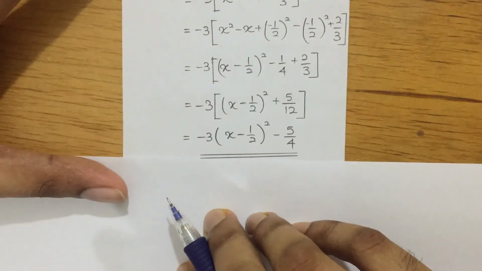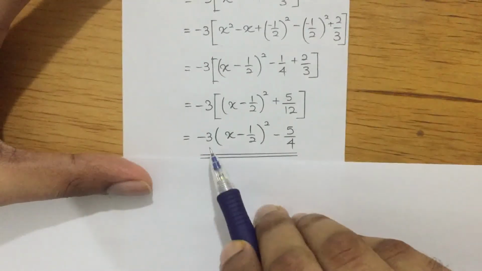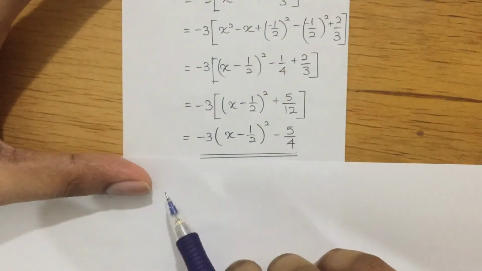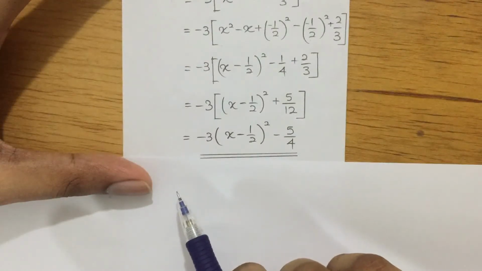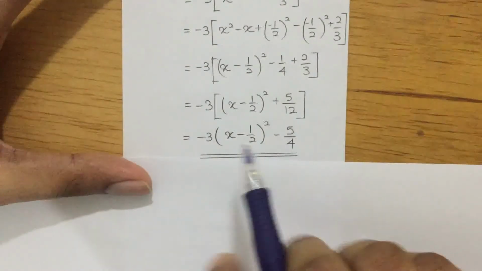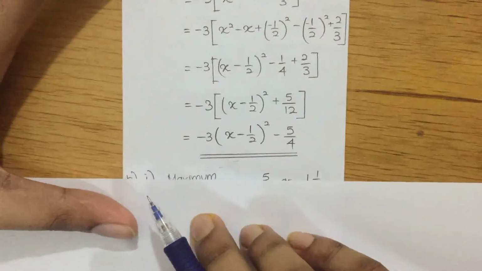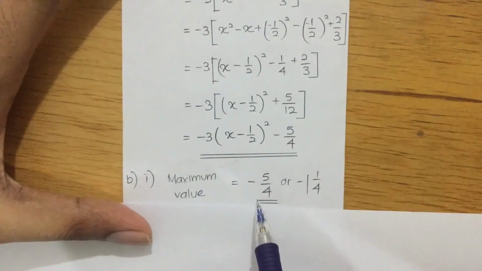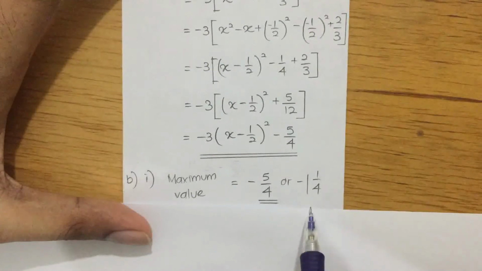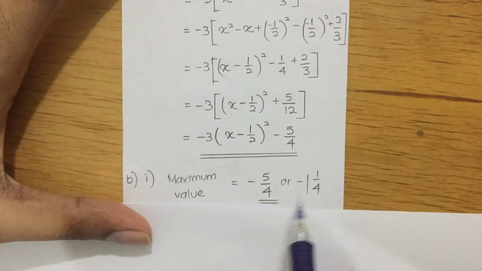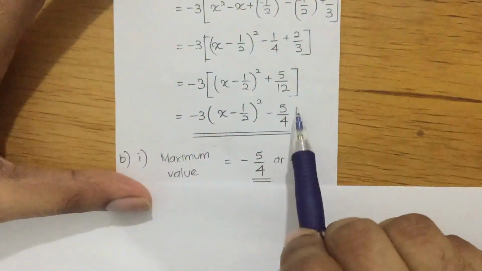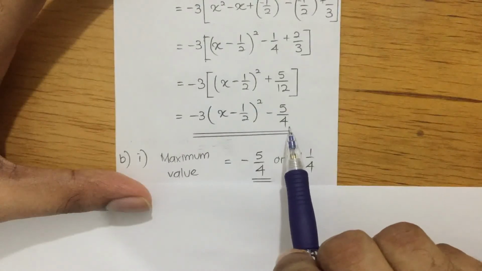In part B, they ask us to find the maximum or minimum value of f(x). Since the coefficient of a is less than 0, which gives us a negative value, we know that it gives us a maximum value. In this case, our maximum value is negative 5 over 4. So it's very straightforward, guys. Your maximum value will be negative 5 over 4, or you can write negative 1 and 1 over 4. You can write in improper fraction or mixed fraction, so it's up to you, guys. This value you can get and use it as the maximum value.